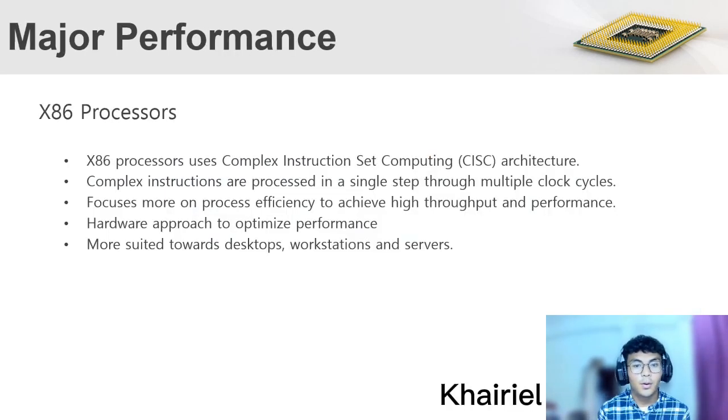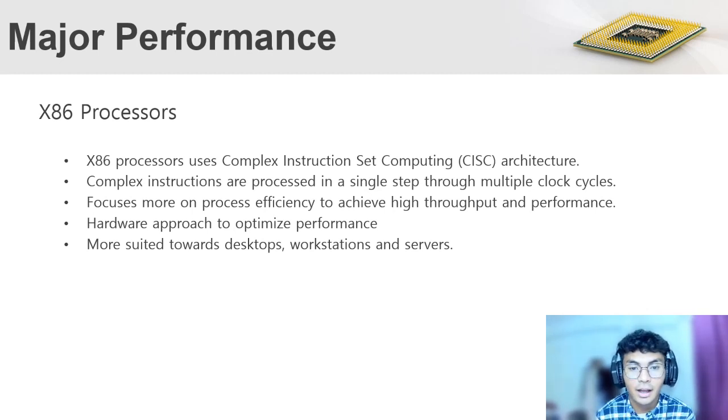Okay, next is for major performance. For x86 processor, as previously stated, x86 are based on CISC architecture. Complex instructions are processed in a single step through multiple clock cycles. Focuses on process efficiency to achieve high throughput and performance. Hardware approach to optimize performance, more suited toward desktop, workstation, and servers for its performance and stability.